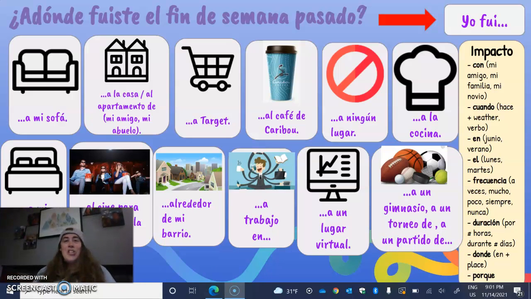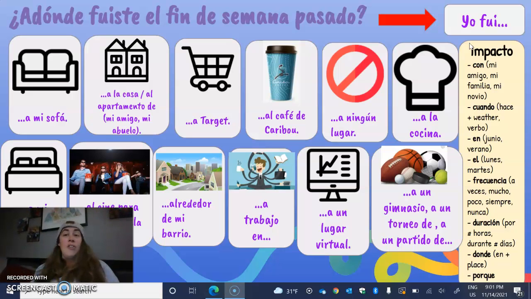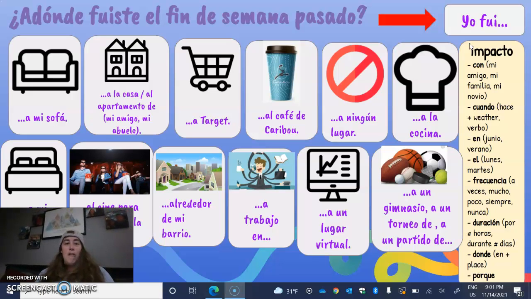So, the second question, ¿y a dónde fuiste el fin de semana pasado? To where did you go? And you're going to say, yo fui, pick your place, but you need to include at least dos pedazos de información extra, so at least 2 extra pieces. So, con una persona, cuando. So maybe it was cuando, I don't know, yo fui al café de Caribou cuando yo fui a Target. I went to Caribou and I went to Target.